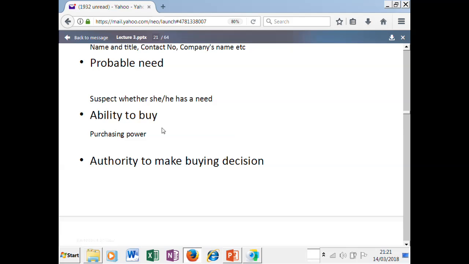So that's the thing. And then authority to make the buying decision. Sometimes, for example, you see a woman coming to the bank, probably a wife of someone, and she says she wants to buy this and this. Whose authority is she buying under? Herself, if she is not married. If she is married?